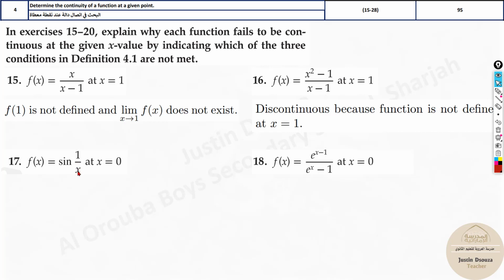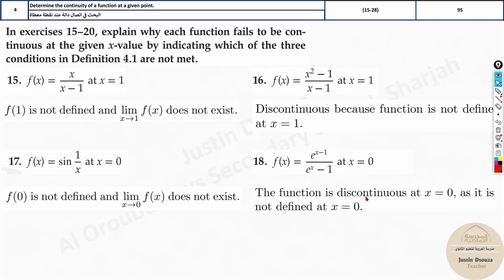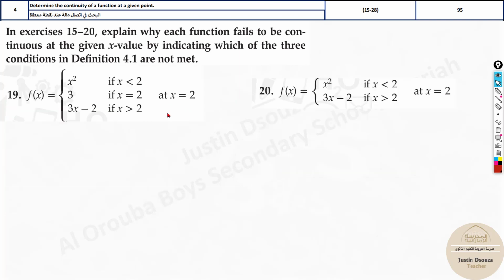Even over here, 1 by x, what happens? It'll be undefined, right? And lastly over here, at x equals 0, what is e to the power 0? It's 1. In the numerator, e to the power minus 1 has some value, so it is defined. But the denominator will be e to the power 0, which is 1, minus 1, that's 0. So it's not defined. It's very straightforward, the first part.